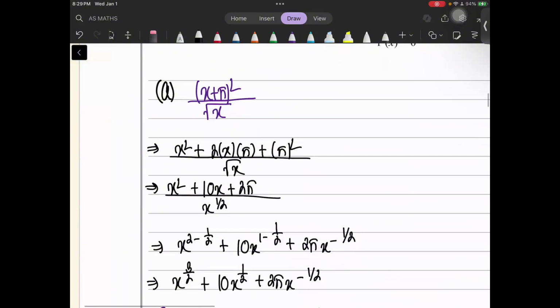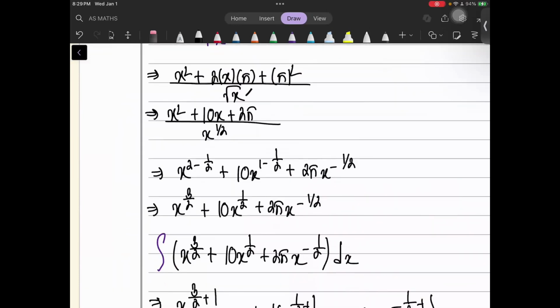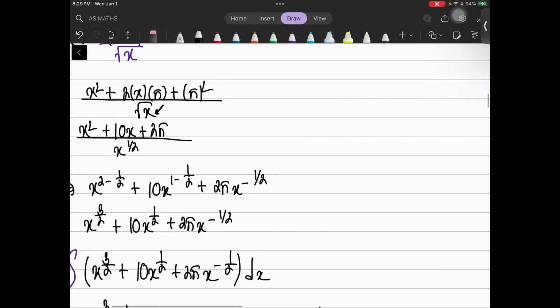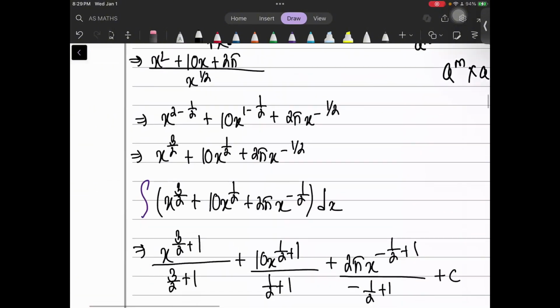So (a plus b) whole square equals a square plus 2ab plus b square. So (x plus 5) whole square is x square plus 10x plus 25, by root x, right? And then we can write this root x as x to the power 1 by 2, right? And then I divided it up. I believe you guys know this formula: a to the power m, a to the power n. If they're in the division format, you take the base common and subtract the powers, right? And if they're in the multiplication format, you add the powers, right? I showed it above as well. So basically that is the thing.